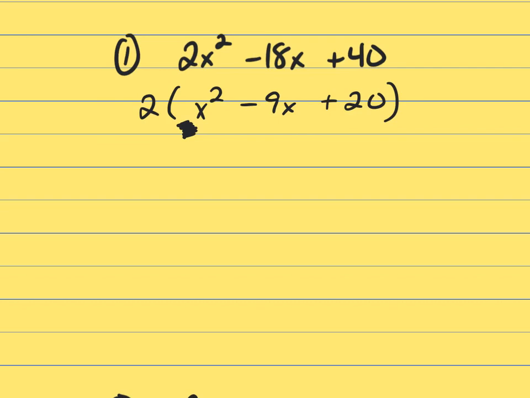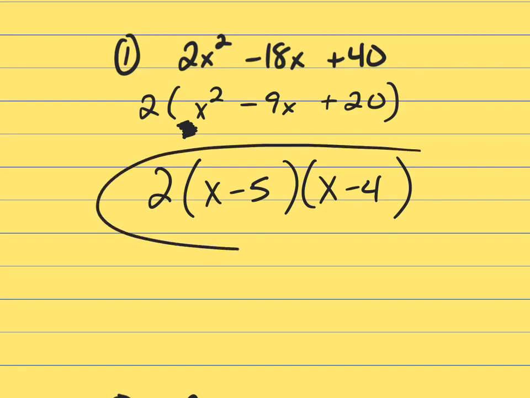That's where we factor it into 2 binomials. So I'm going to keep my 2 on the outside, and I'm going to write 2 binomials. Now I need 2 numbers that multiply and give me 20, but when I combine them, I get negative 9. Negative 5 and negative 4. So this was not the AC method because I could factor out a 2.